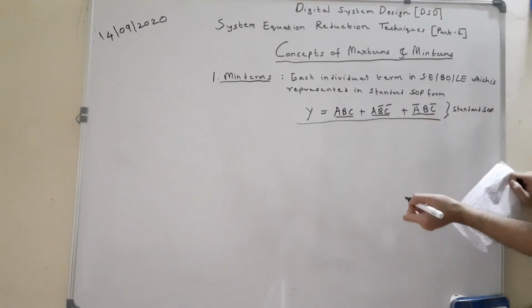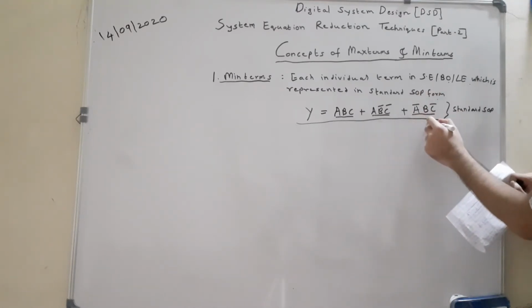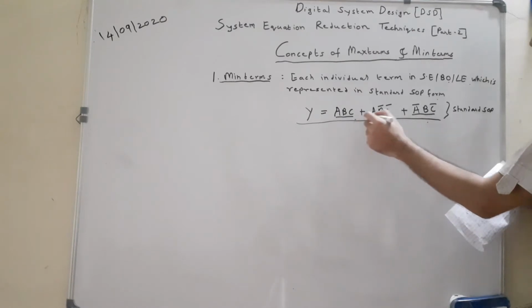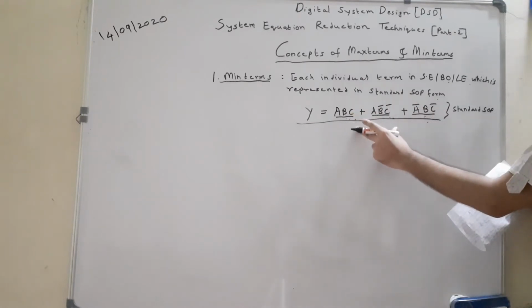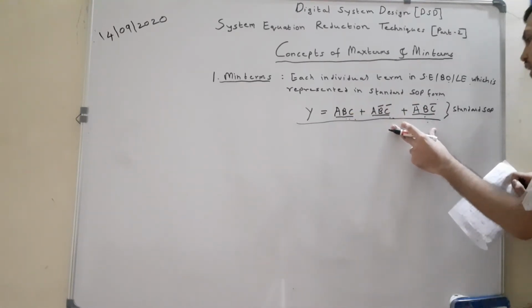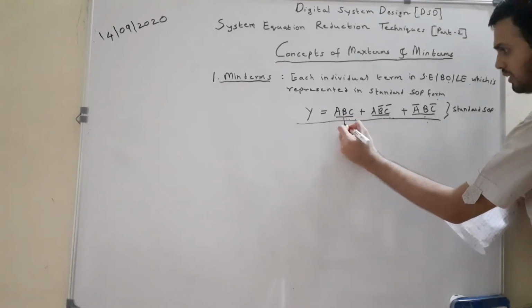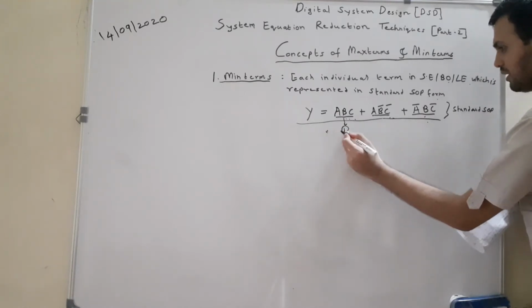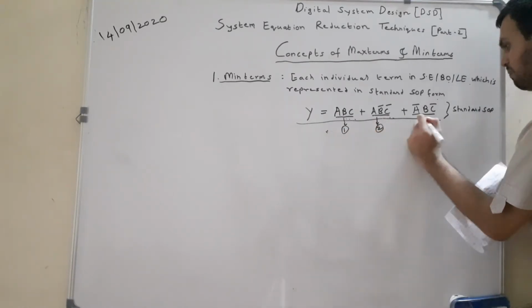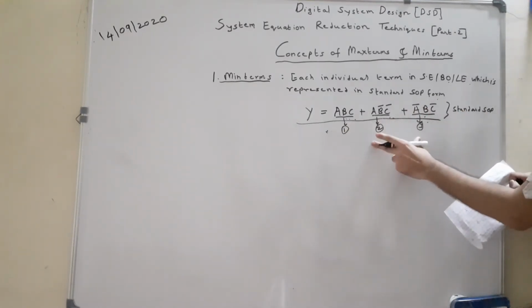So each individual term in a Boolean expression which is expressed in standard SOP form is known as a min term. When a system equation is expressed in standard SOP form, each individual term of that system equation is said to be a min term of that expression. So ABC is one min term, this is the second min term, and this is the third min term. So this system equation is a combination of addition of three min terms.